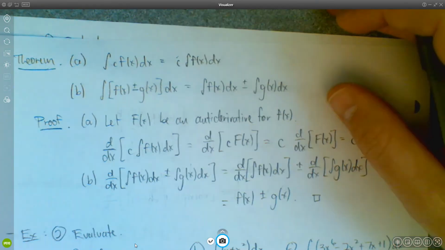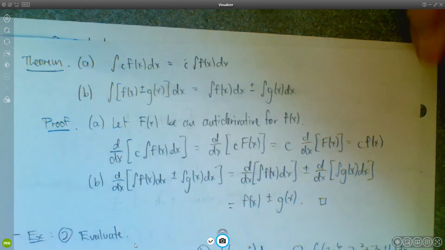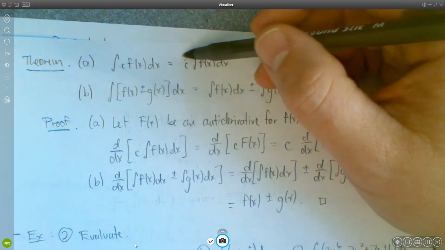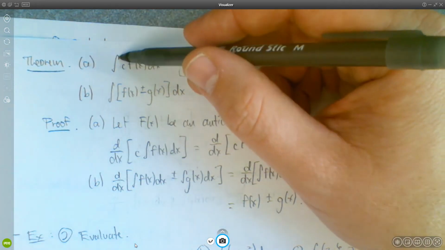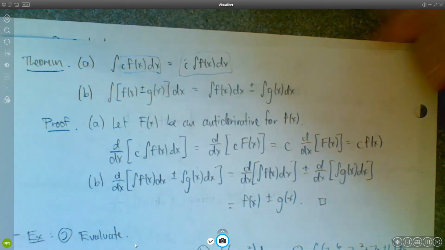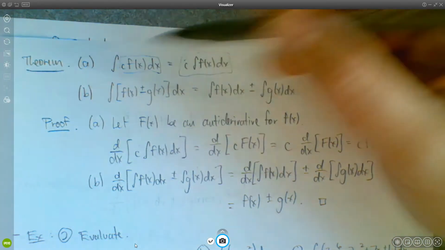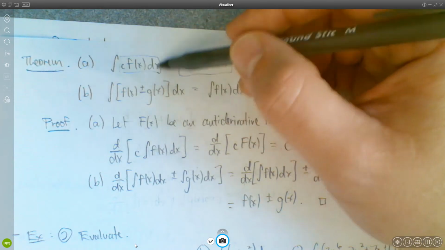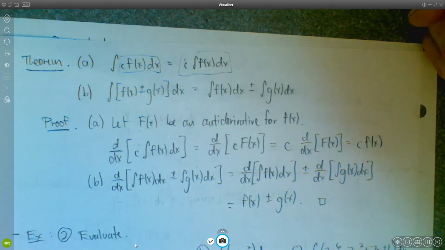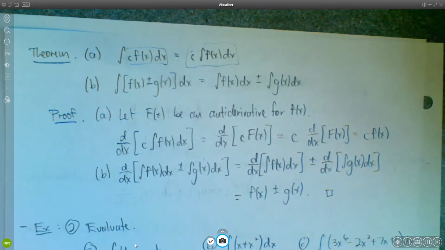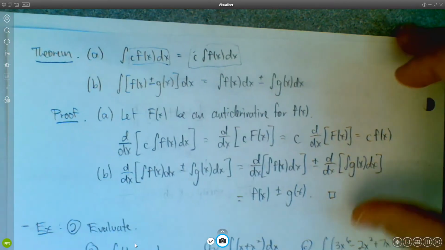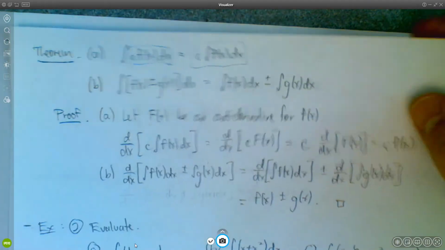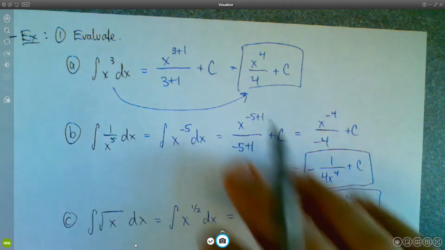The proofs are really simple. Basically, if we differentiate the right-hand side, then we should get the integrand of the left-hand side. So if you just take this thing and differentiate, you should be able to show that it's the same thing as this. Okay, and that's all we're doing in both of these proofs. So I'm not going to necessarily walk you through them because they're straightforward. But what I do want to do is practice. So let's practice some more.